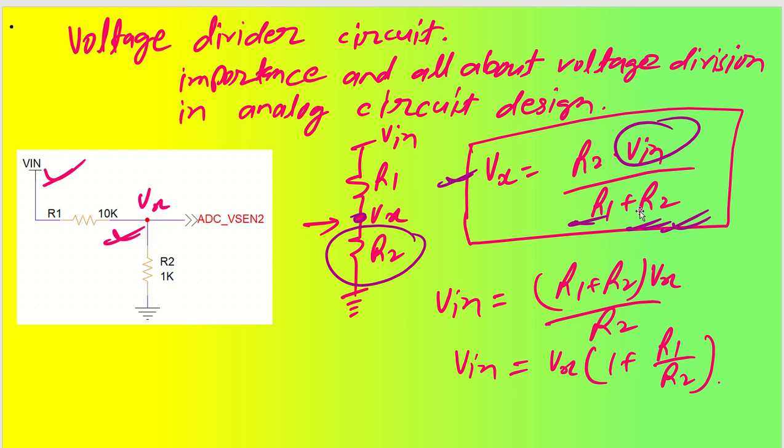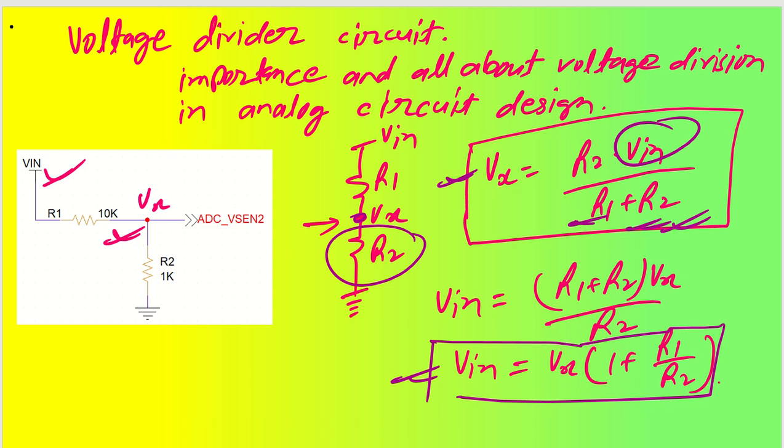Similar to that, let us say we know all other values and we do not know V in. From here we can find V in equals Vx times R1 plus R2 divided by R2, and the R2 got cancelled, so 1 plus R1 by R2. So this is one more formula that you can take up.